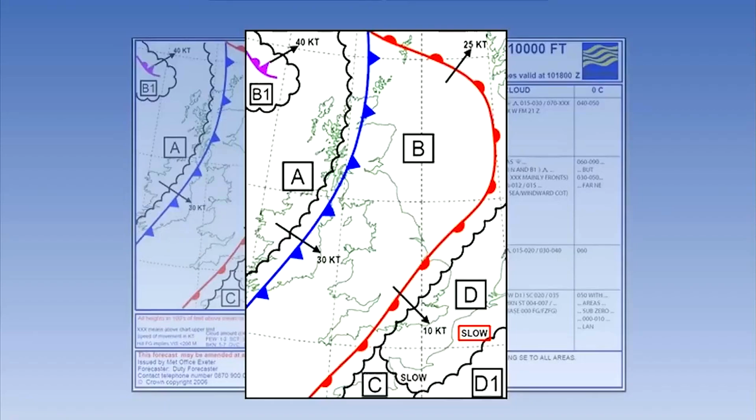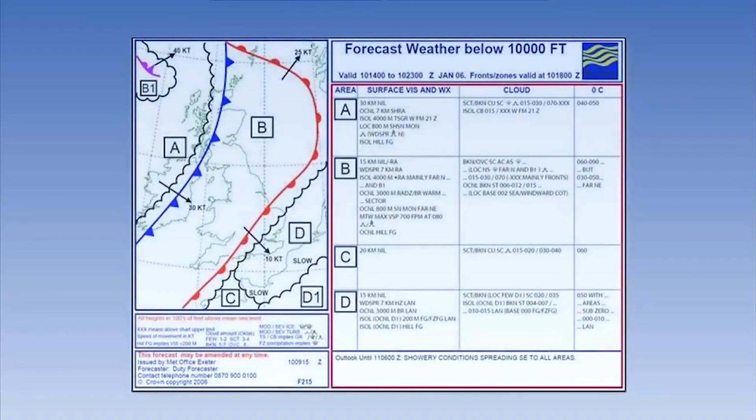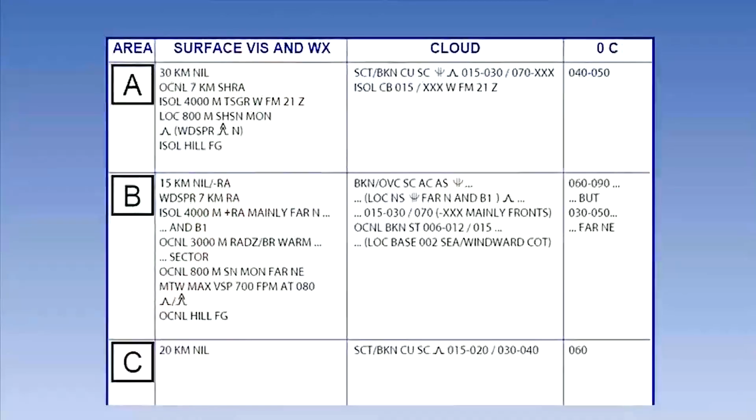You'll see arrows indicating the direction of movement for both fronts and area boundaries. Those numbers right next to the arrows represent the speed of the feature in knots. If a front or boundary is stagnant or moving at less than 5 knots, you'll see the word slow noted alongside. Let's dive into the text information provided on this low-level significant weather chart.